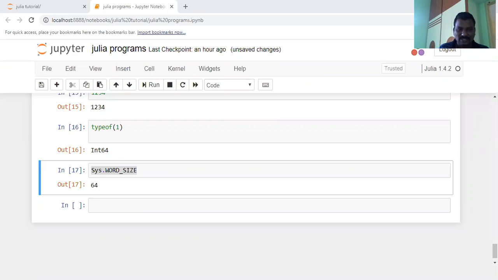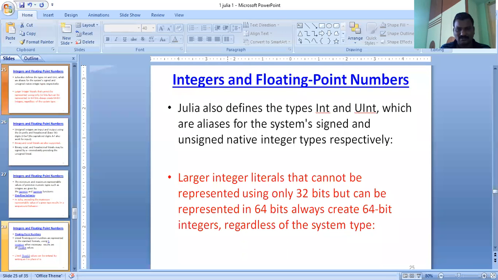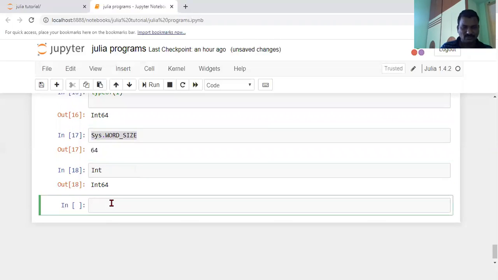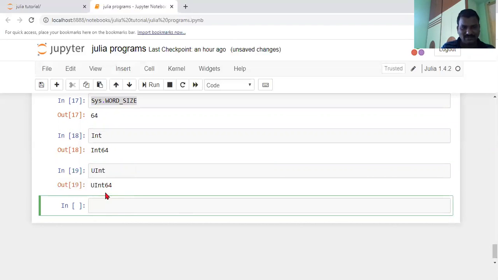For example, if you want to know about the integer value here, for example Int. If you take the Int value, I am writing Int here. What is the Int value here? Let's use Int64, and then UInt. Let's use UInt64. In this way, you have the different integer values here.